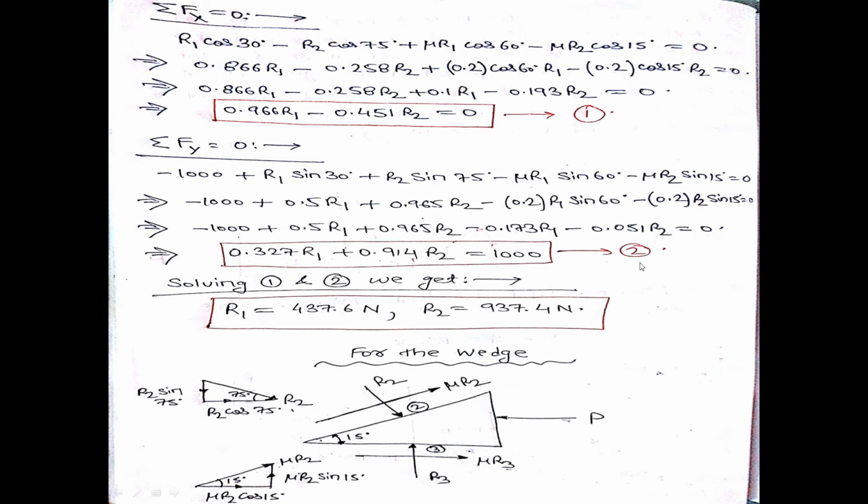Okay, so if you solve this expression, that is summation Fx equal to 0, you will get one relation in terms of R1 and R2, which is equation number 1. Any doubt in equation number 1? No, sir, no doubt. Does anyone else have any doubt? No, sir. Okay.